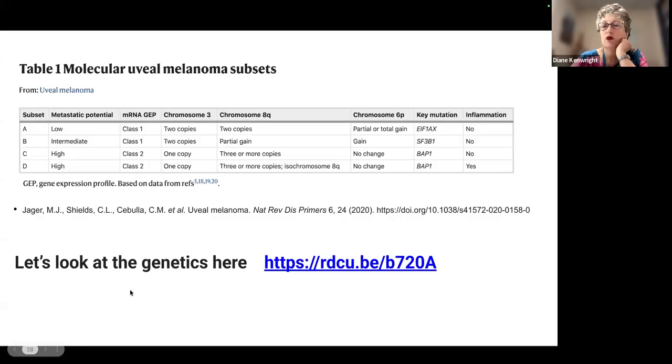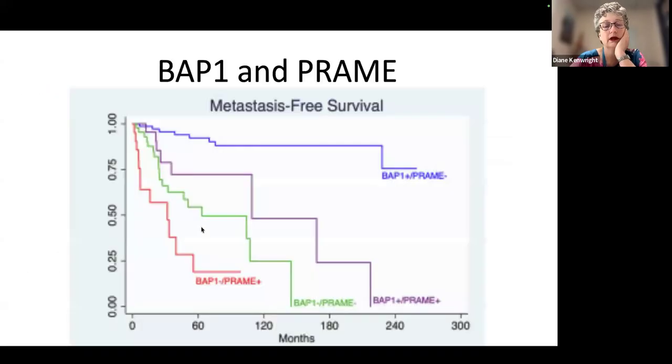So this is also what we would have known in the past. We can divide them into the old class 1, which does okay, and the class 2 that has one copy of chromosome 3 or a normal copy of chromosome 2 here. And depending on their particular arrangement of chromosomes, we can work out what metastatic potential they have. But now we know that if there's a BAP1 mutation, they have a high metastatic potential. And I've given you a link to read about it.